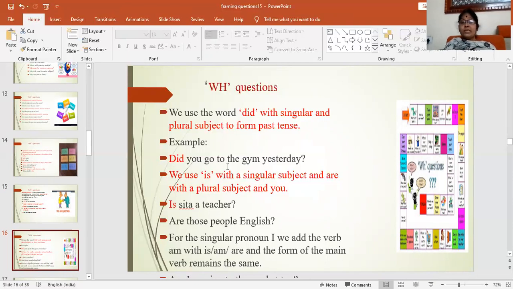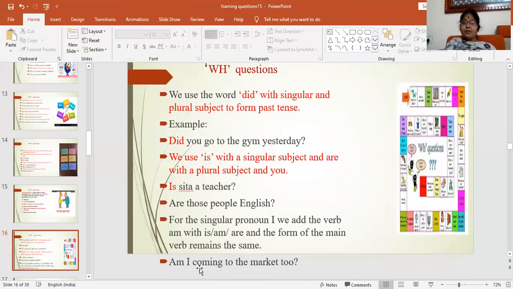We use is with a singular subject and are with plural subjects and you. For example, is Sita a teacher? Are those people English? Right? So for the singular pronoun I, we add the verb am with is, am, are, and the form of the main verb remains the same. For example, am I coming to the market too? Right?